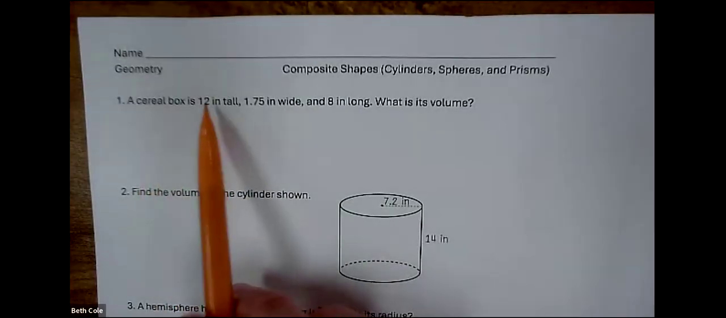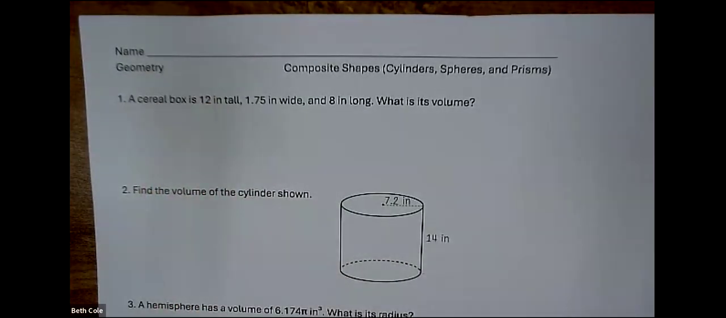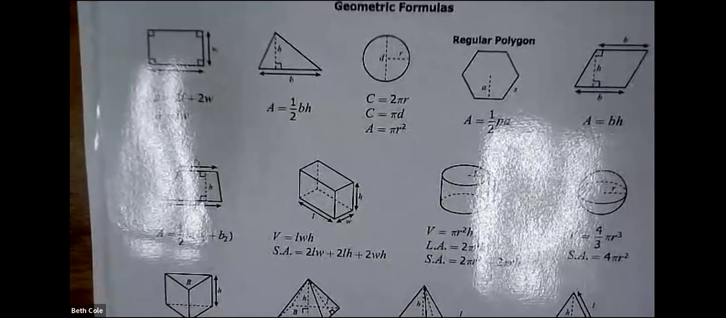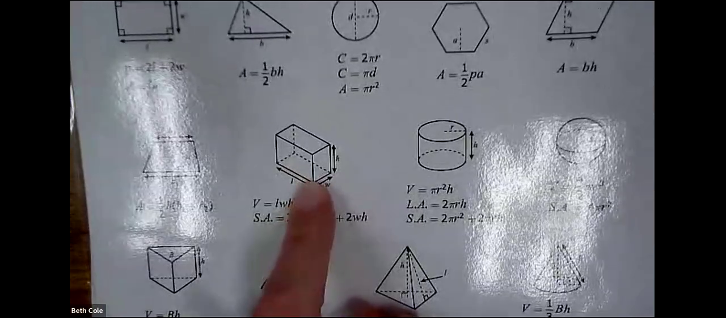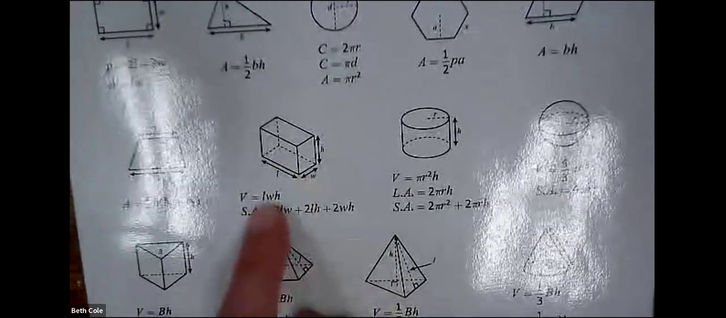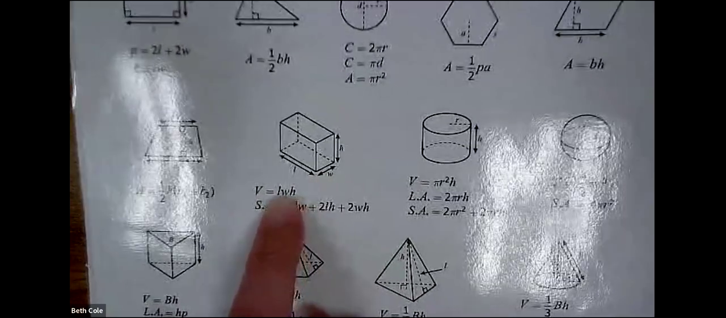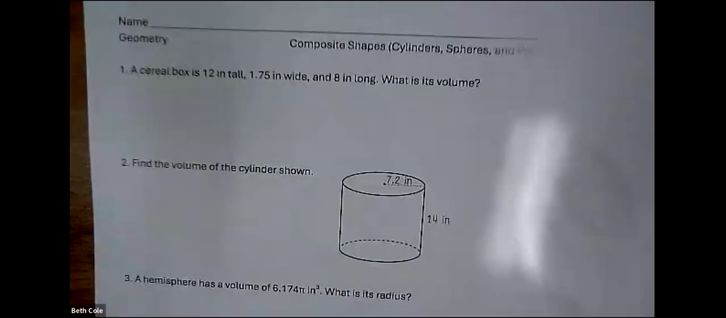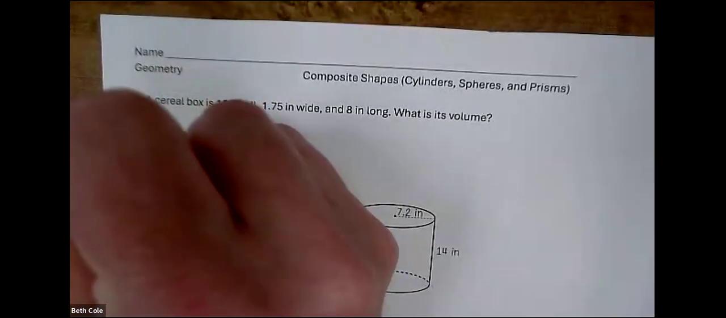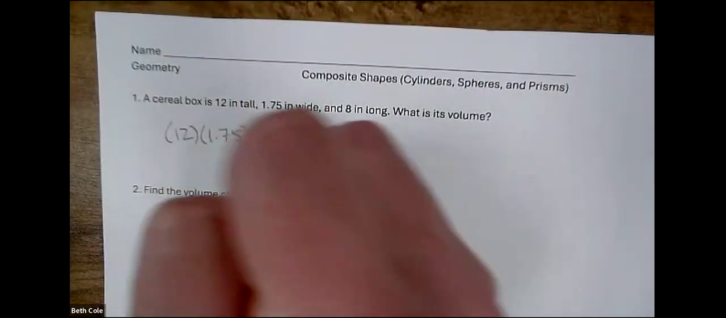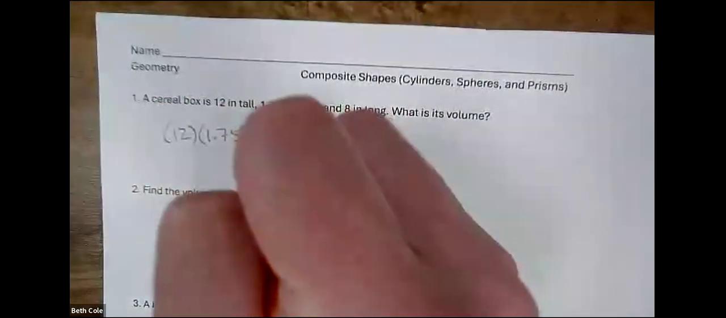A cereal box is 12 inches tall. Read the rest of it. 1.7 inches wide, 8 inches long. You're going to look on your formula sheet and find something that looks like a cereal box. It's going to be this one. It's called a prism. All right. Look at your volume. It's length times width times height. You're simply going to multiply all of those dimensions together. So it's going to be 12 times 1.75 times 8.